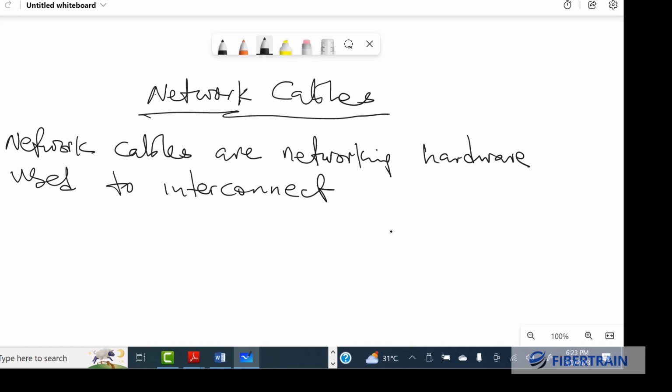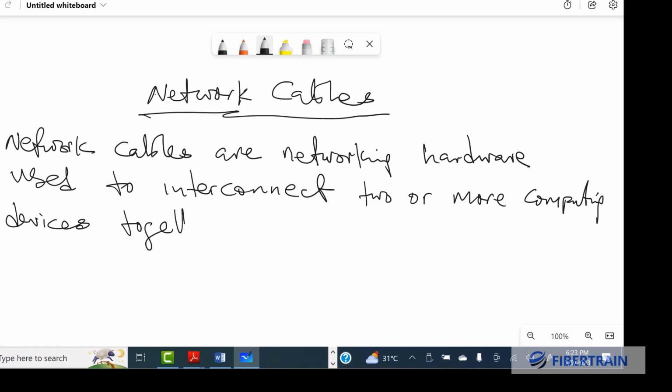They are networking hardware used to interconnect two or more. So it could be two, it could also be more than two computing devices. So it doesn't necessarily have to be computers. It could also be printers, could also be some smart TVs, etc. These devices are connected together. Why? Because we need them to share information and resources, as we discussed in the last class. Okay, so that's what network cables are.